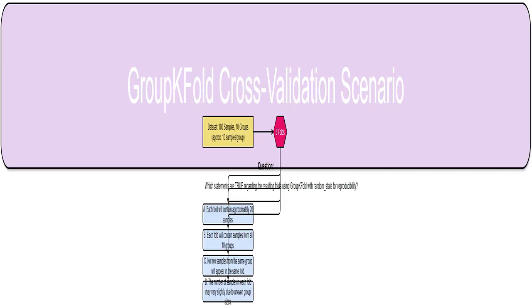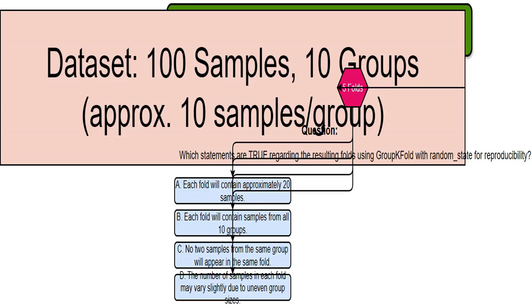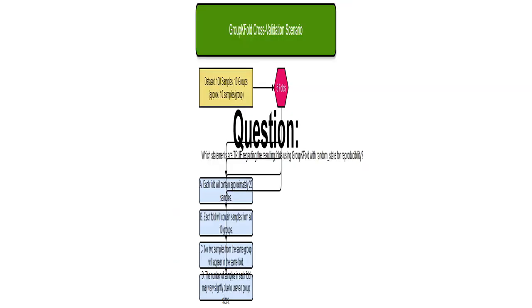I'm dealing with a scenario using GroupKFold, a technique in machine learning for dividing data into subsets for cross-validation. It's specifically designed to handle grouped data. I have a dataset with 100 data points, organized into 10 groups. Each group contains roughly 10 data points. I want to split the data into 5 folds for cross-validation.